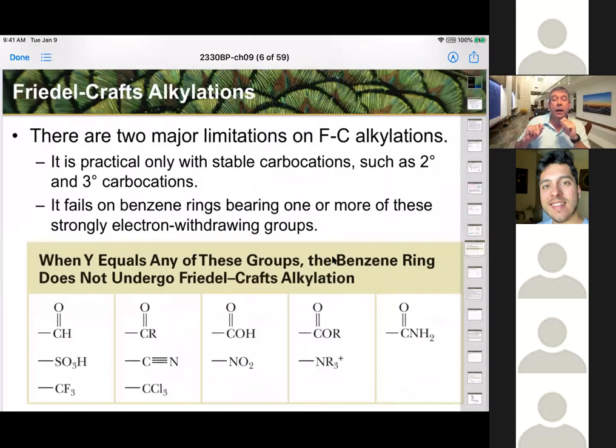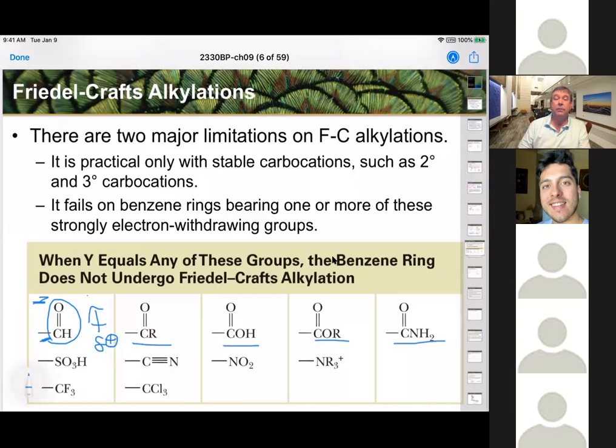Also, because of the nature of the reacting of the carbocation, you can't have electron withdrawing groups on there. Now, what do I mean by electron withdrawing group? An electron withdrawing group is anything with a formal charge of positive or partially positive charge. Right? Now, when we looked at this functional group here, we said that the oxygen is more electronegative than carbon. Therefore, it's polar in the direction of the oxygen, which means the carbon has a partially positive charge. Notice that that's true for all of these species here. All of those carbonyls have a partially positive carbon.